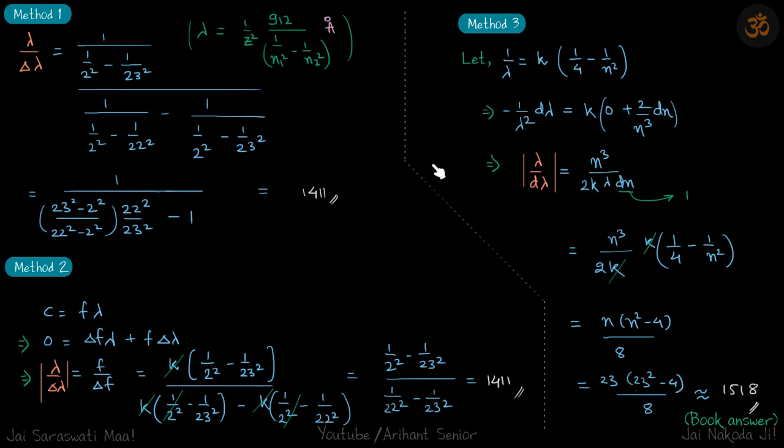So we're going to solve it with 3 methods, and I must say that the answer which is given in the book is coming with the approximation, whereas the accurate answer is a bit less. So I'll explain the answer which is given in the book first, and then we will see the other two solutions as well.